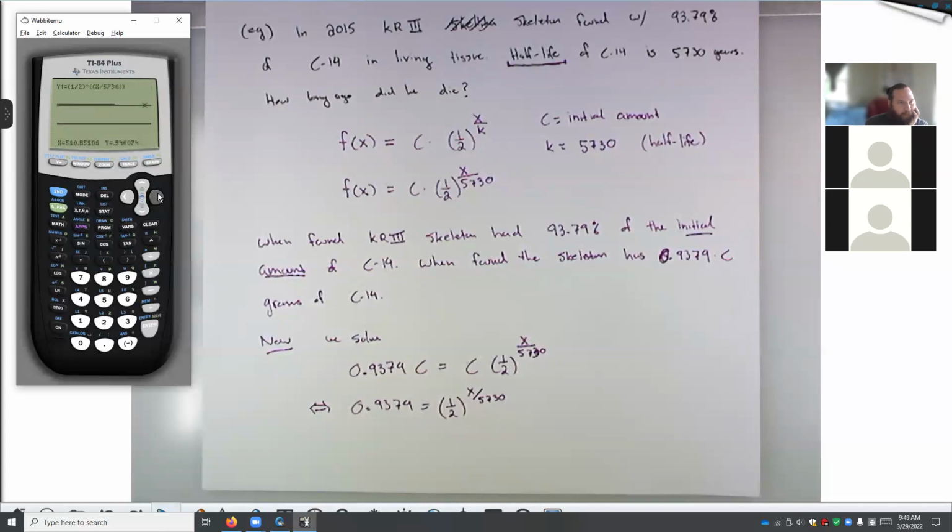Yeah, looks like we need to go a little further. 938, 93699, somewhere right around here, right? 0.937 is what we're looking for, 9379. Remember, in order to get more granular with this, the tool is to use the table. The trace function will give us a rough idea of where to begin, 537. So I'll go to my table settings by hitting second and then window. I'm going to tell the table to start at like 535 and to increment in a small amount.